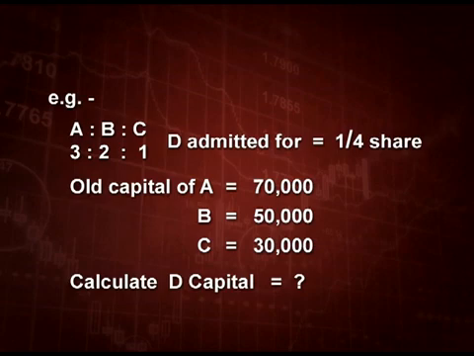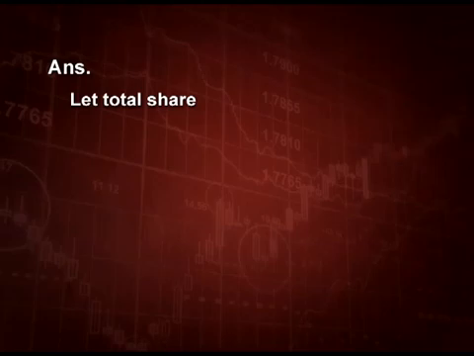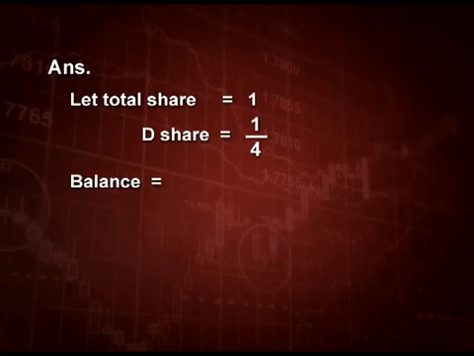Please see, D is admitted for 1/4 share. So, it means the remaining 3/4 share belong to the old partner A, B and C. Is it okay? Let us assume the total share as 1. Let total share is 1. Now, D share is 1/4. Therefore, balance is equal to 1 minus 1/4, that is 3/4.